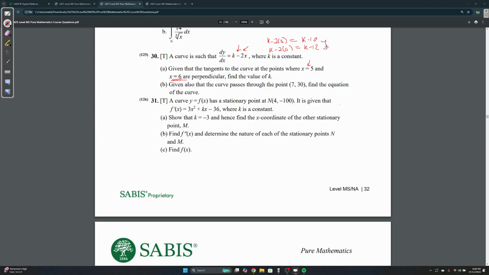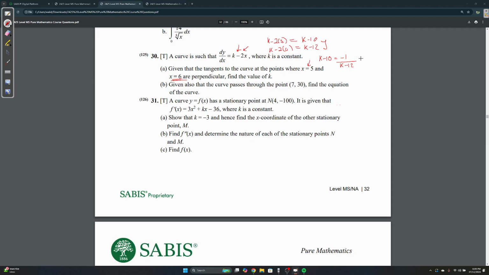We know that these two are perpendicular. What do we know about perpendicular slopes? That this normal slope is equal to negative 1 over the other slope. Or the other way around, sorry. If they're perpendicular, m equals minus 1 over the other one. So that means k minus 10 would be equal to negative 1 over k minus 12.